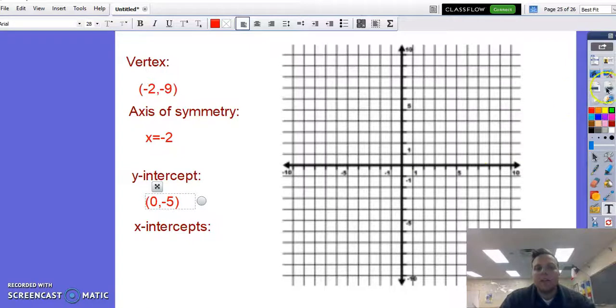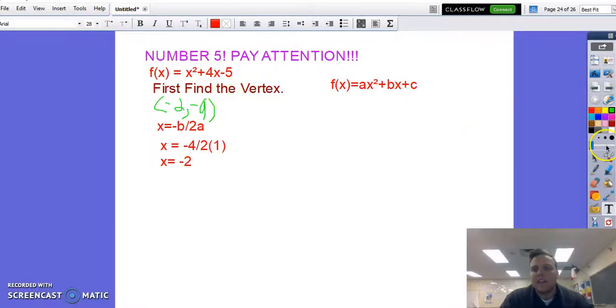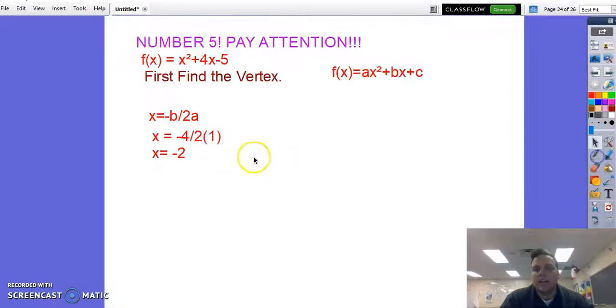The next big thing is finding the x-intercepts. We're going to find the x-intercepts on this page. I'm going to get rid of some stuff and delete all this.